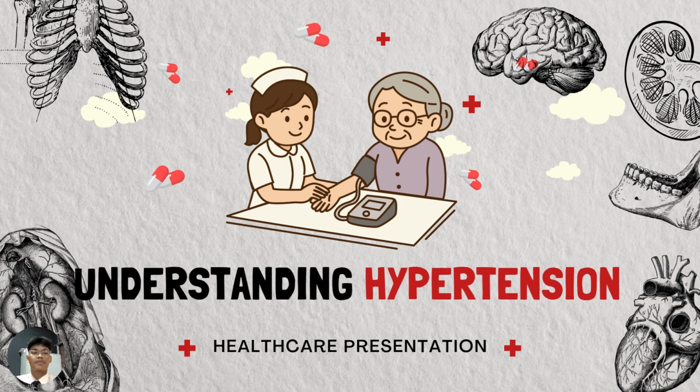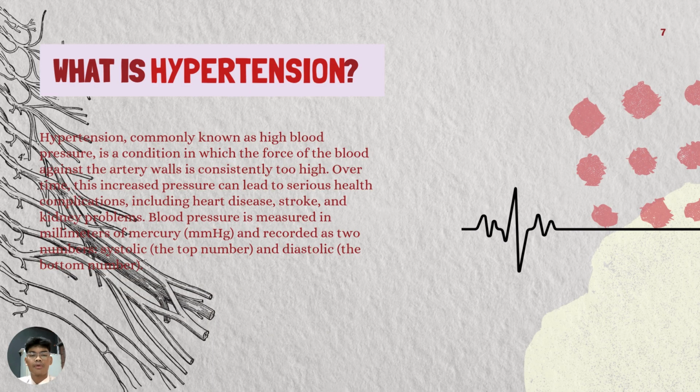And back to our topics. Understanding hypertension, a healthcare presentation. First of all, what is hypertension? Hypertension, or commonly known as high blood pressure, is a condition in which the force of the blood against the artery walls is consistently too high. Over time, this increased pressure can lead to serious health complications, including heart disease, stroke, and kidney problems. Blood pressure is measured in millimeters of mercury, or better known as mmHg, and recorded as two numbers, systolic, the top number, and diastolic, the bottom number.